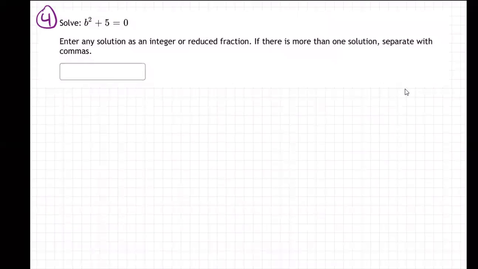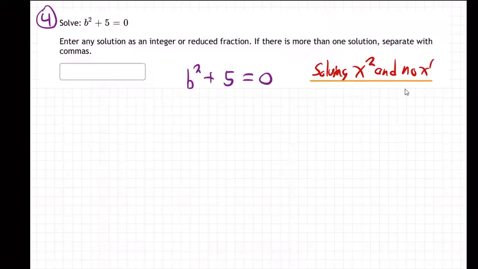Okay, so on this one, over here we have b squared plus 5 equals 0. So how do we solve equations with x squared or b squared or whatever, and no x to the first power? That's what we're talking about here. We have x squared and no x to the first power, or b squared.